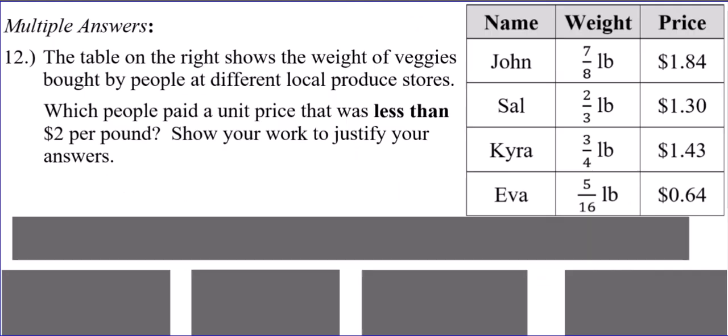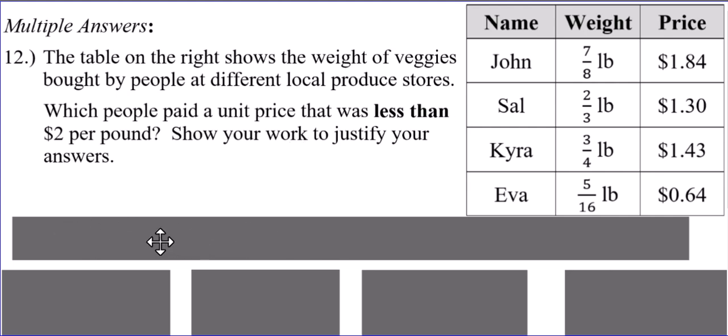All right, problem number 12. Notice it says multiple answers. That's a hint. The table on the right shows the weight of veggies bought by people at different local produce stores. Which people, that's right, people, not person, because multiple answers, paid a unit price that was less than $2 per pound? Show your work to justify your answers.